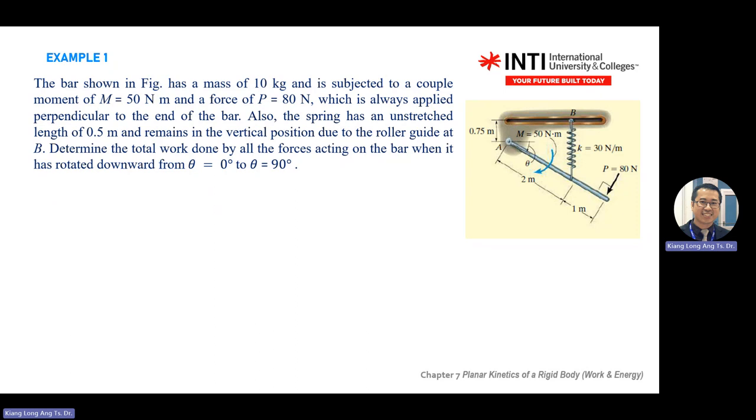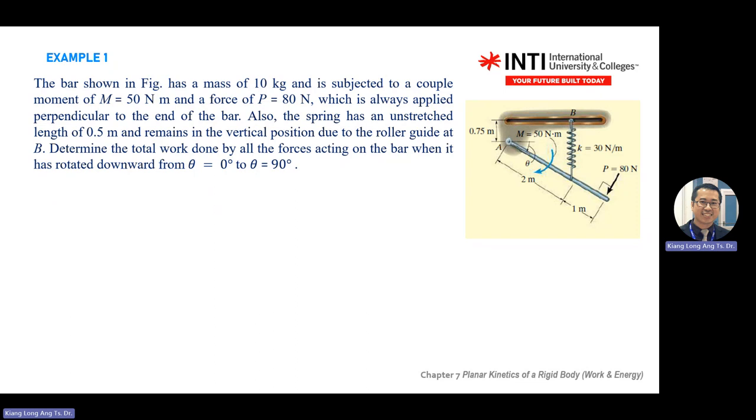Determine the total work done by all forces acting on the bar, when it has rotated downward from 0 to 90 degrees. We focus on the bar. So we ask you to find the total work. In this case, remember, what will generate work? Force generates work, moment generates work. The force can be anything: an external force, a spring force, or a weight.